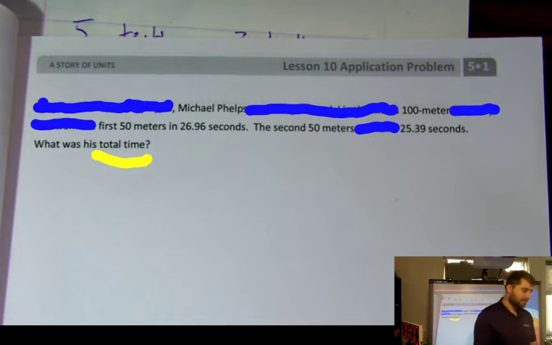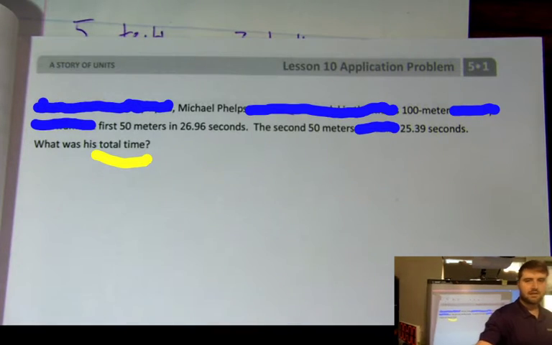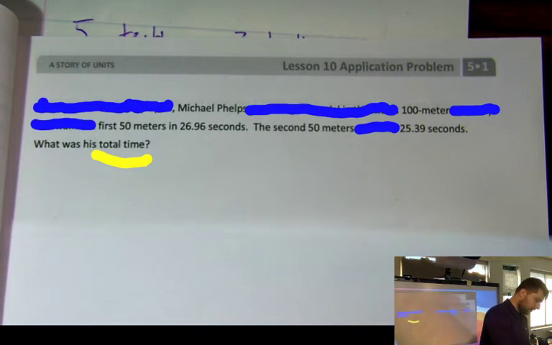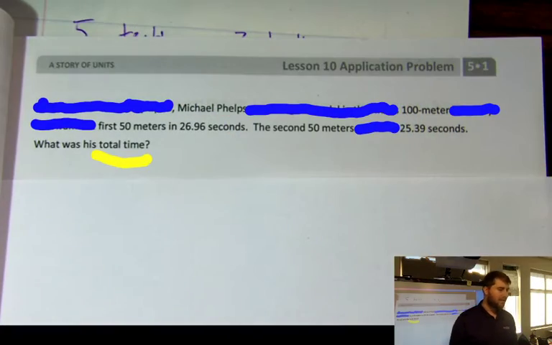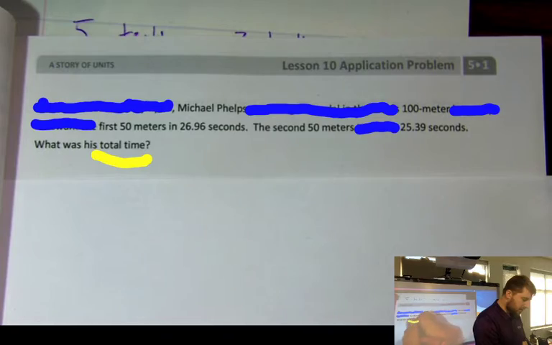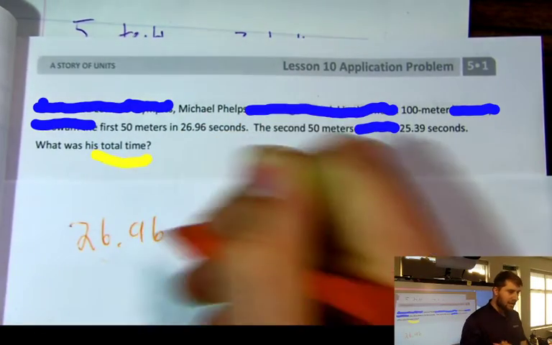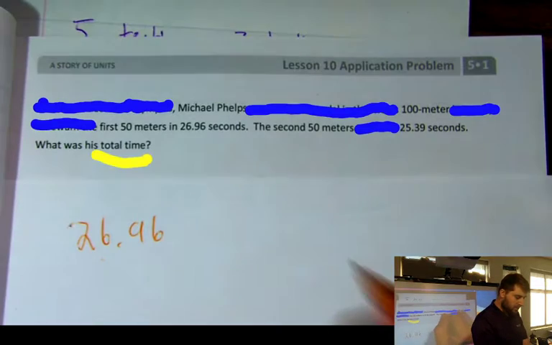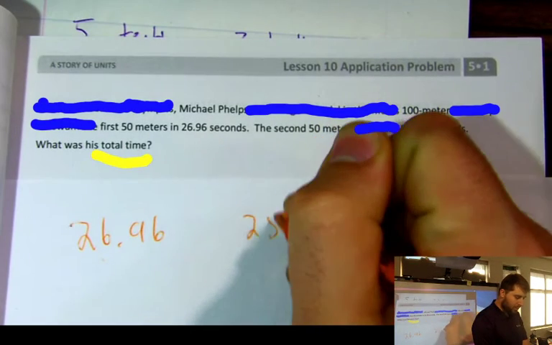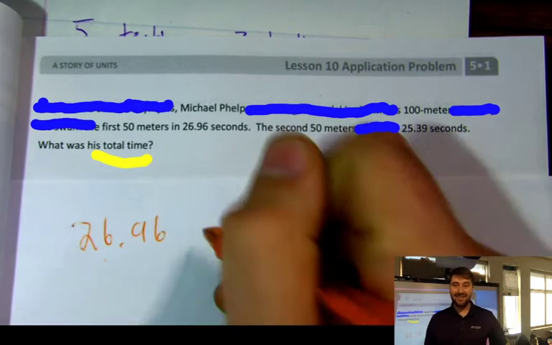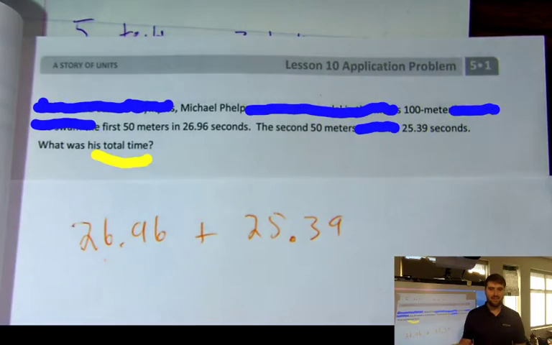So I am going to, real fast, grab a piece of paper, and then we will look at this together. So the first 50 meters was 26.96, 26 and 96 hundredths. The second 50 meters was 25.39, 25 and 39 hundredths. You told me that we had to add those together, so I'll put an addition sign there in the middle.